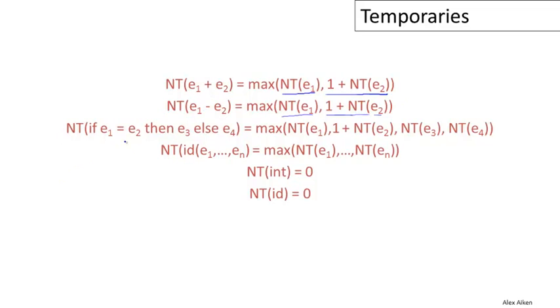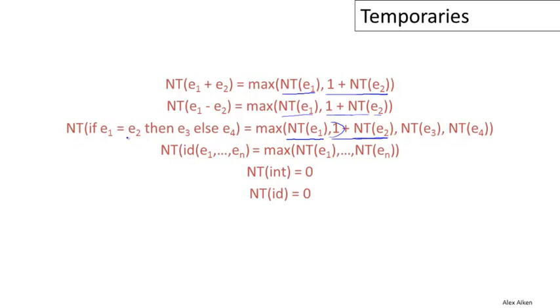Now, for an if-then-else, well, what do we need? It's going to be a max again, a max over some number of different quantities. How many temporaries might we need? Well, we might need as many temporaries as are needed to evaluate E1. We certainly need at least that many. Now, of course, once E1 is done evaluating, we don't need its temporaries anymore. And then we can evaluate E2, okay? And while we're evaluating E2, we have to hold on to the result of E1. So that's where the 1 plus comes from.